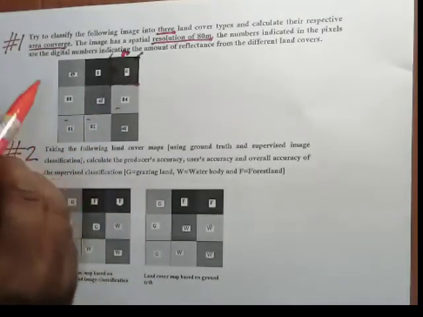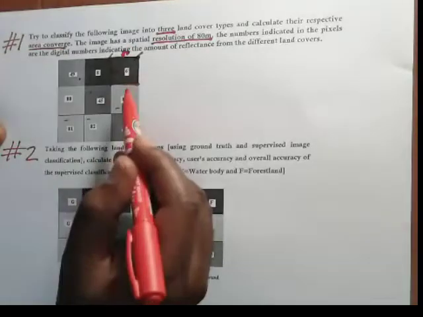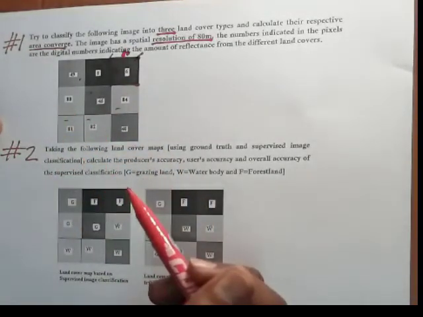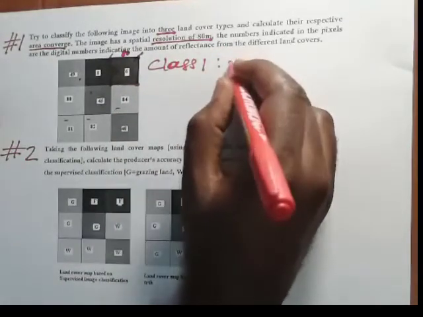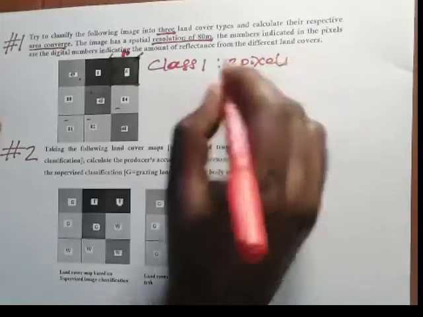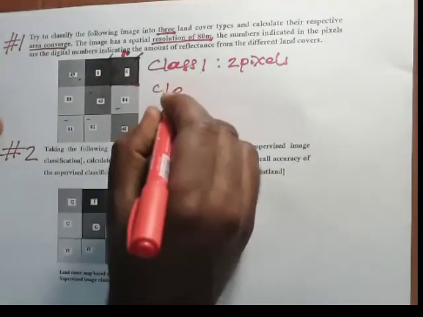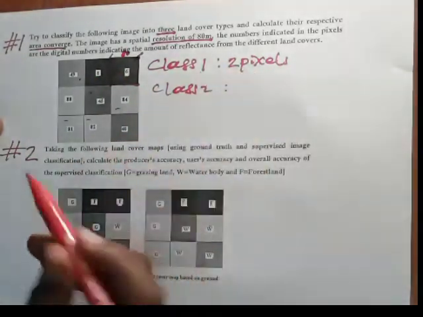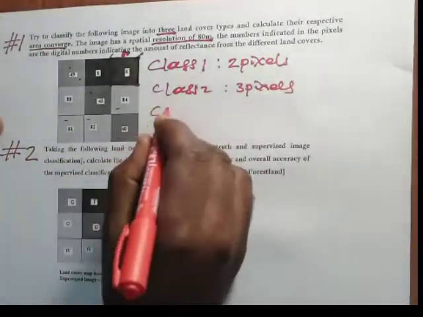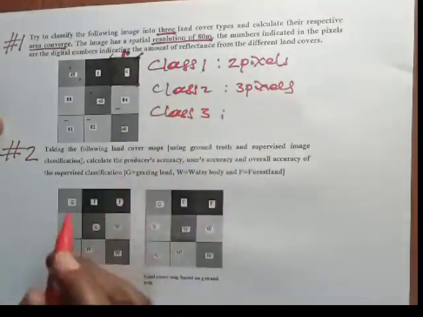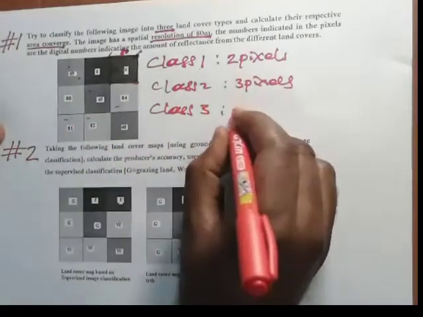So we do have 1, 2, 3 classes into one class, and 1, 2, 3, 4 pixels into another class. So we can say class 1, it has 2 pixels. Let's call class 1 this 2 pixels. And class 2, how many pixels? 1, 2, 3. 3 pixels. And class 3 can be these 4 pixels. 1, 2, 3, 4 pixels.